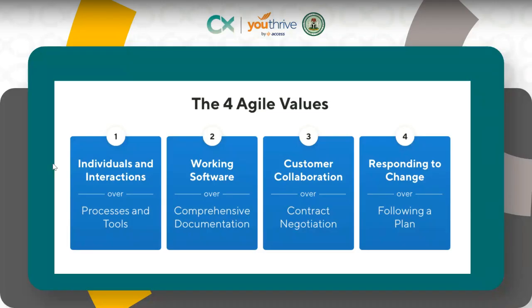The fourth value is responding to change over following a plan. Because with the way Agile is, you are launching smaller versions of your product, and you are getting feedback quickly. So based on the feedback, you can quickly make changes.